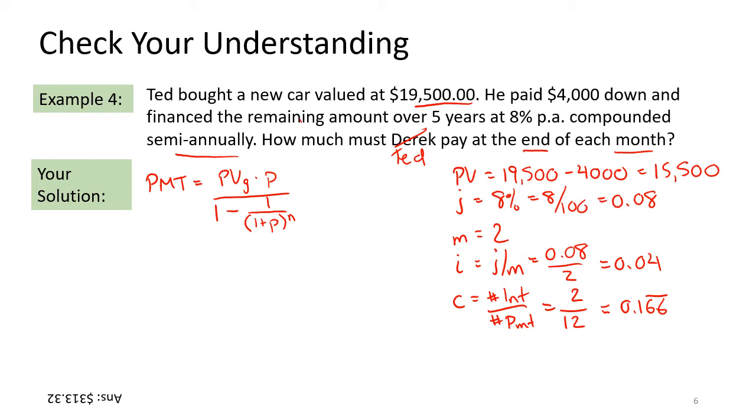So now we can calculate P, and that's 1 plus our periodic interest rate to the exponent C, minus 1. In this case, it's 1 plus 0.04 to the exponent 0.166, again a repeating decimal, minus 1. And that gives us an equivalent interest rate of 0.006558.